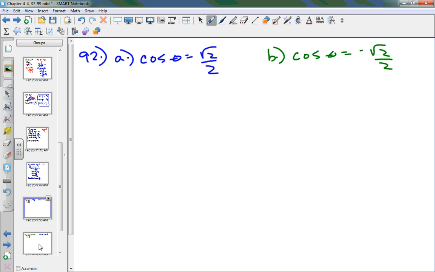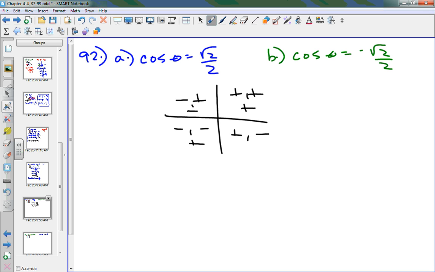Okay? Now, what they want to know is what angle has a cosine equaling the square root of 2 over 2. Well, first of all, I need your brains to go back to this right here. Positive, positive, positive, negative, positive, negative, negative, negative, positive, positive, negative, negative. Your brain needs to keep that chart in your head. What is that chart again?